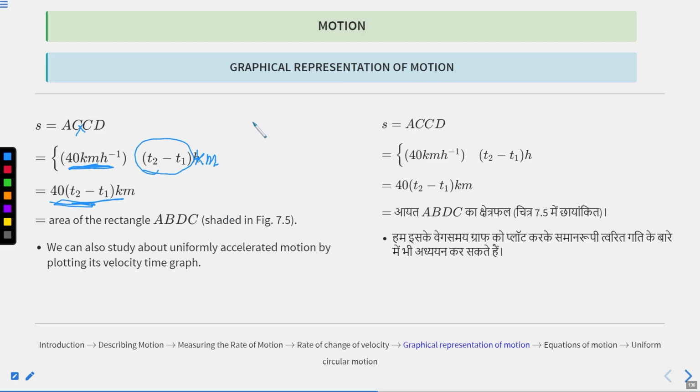So right now I have explained how a velocity time graph will give you displacement. Now we can also figure out uniform acceleration with a velocity time graph, because the curve of the velocity time graph will give you acceleration.